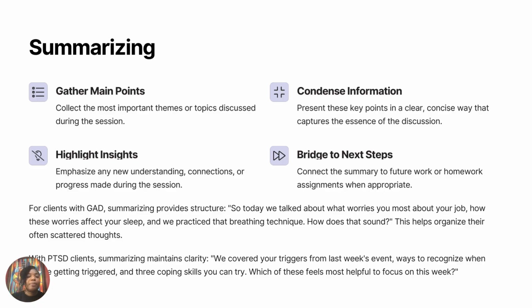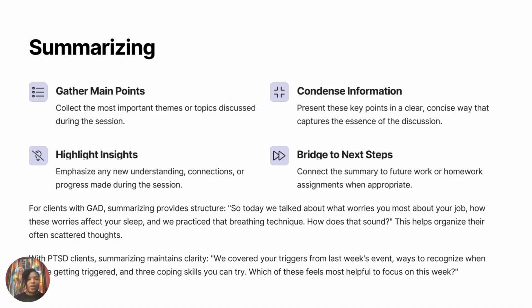Summarizing is gathering the main points, condensing the information, and giving them a highlighted insight or emphasizing their understanding to help them make connections, and you bridge to the next step. So when you are summarizing for your client, you are basically gathering everything, or giving them a synopsis of what they came to share with you in that specific session.